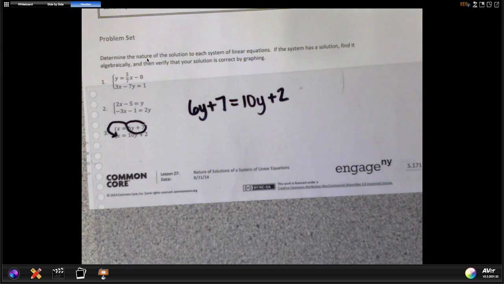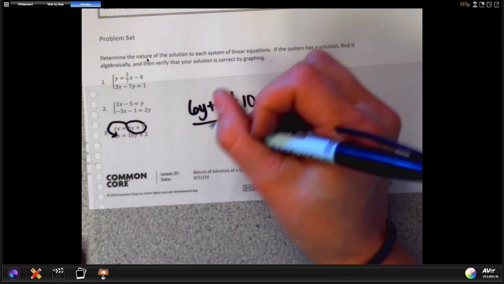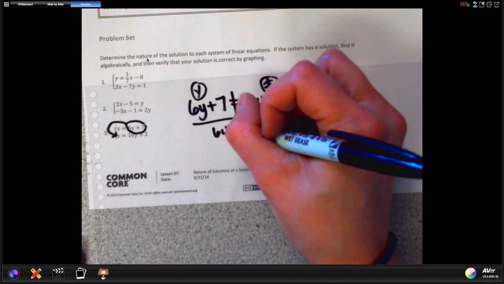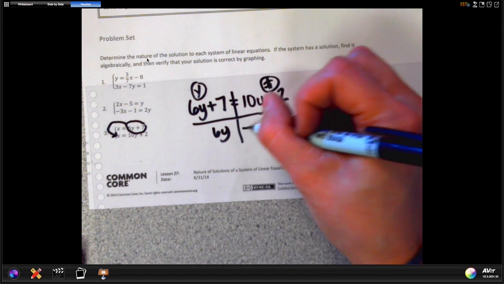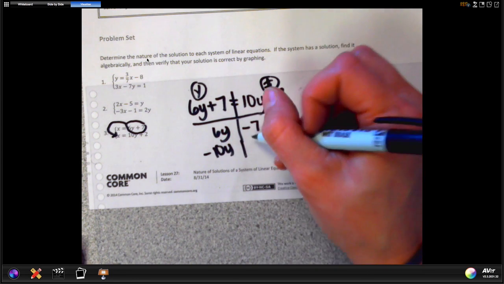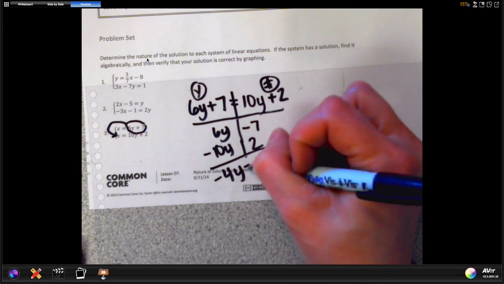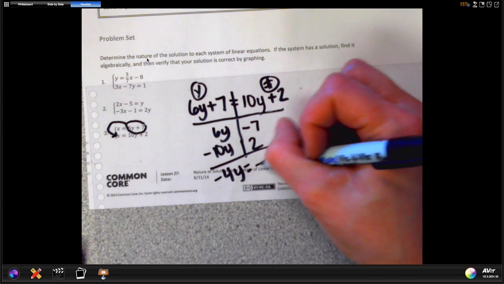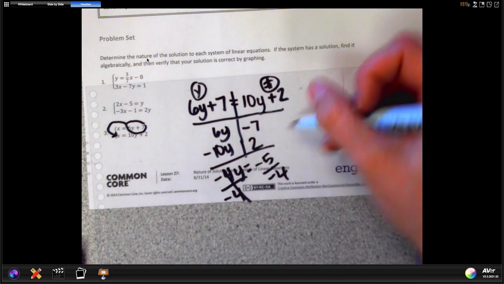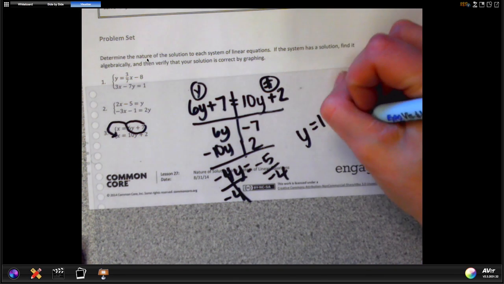All right, there are no parentheses, so right away we can make a chart to solve this one. This is y, this is number. 6y goes with the y, 7 becomes negative 7, 10y becomes negative 10y because you jumped the line, 2 comes down. Add these up. 6y plus negative 10y is negative 4y equals negative 7 plus 2 is negative 5. Let's divide. And we get y equals, and most of us like using decimals, 1.25.